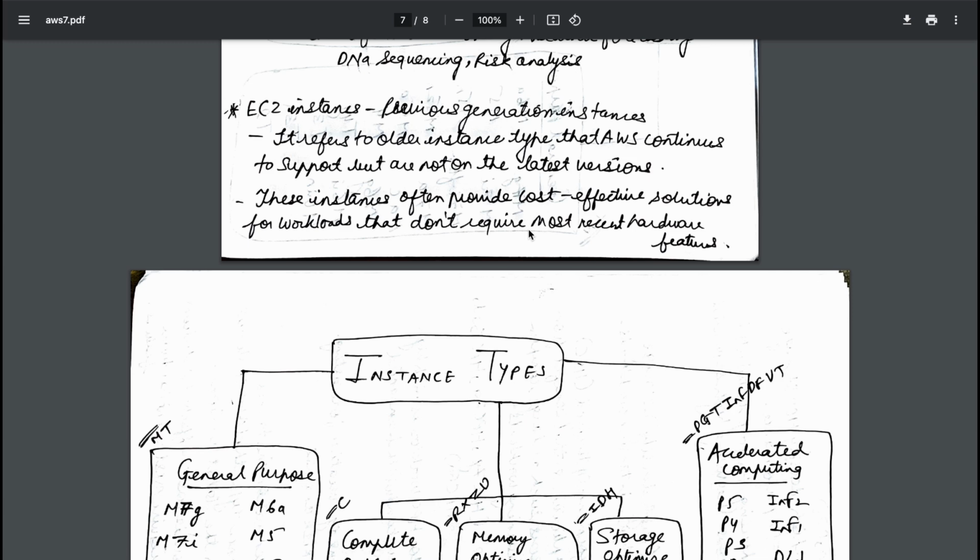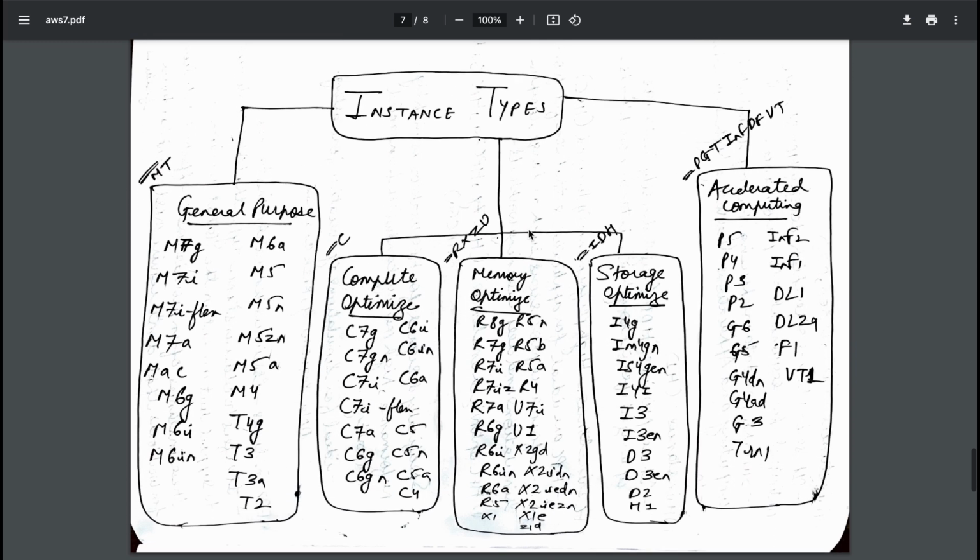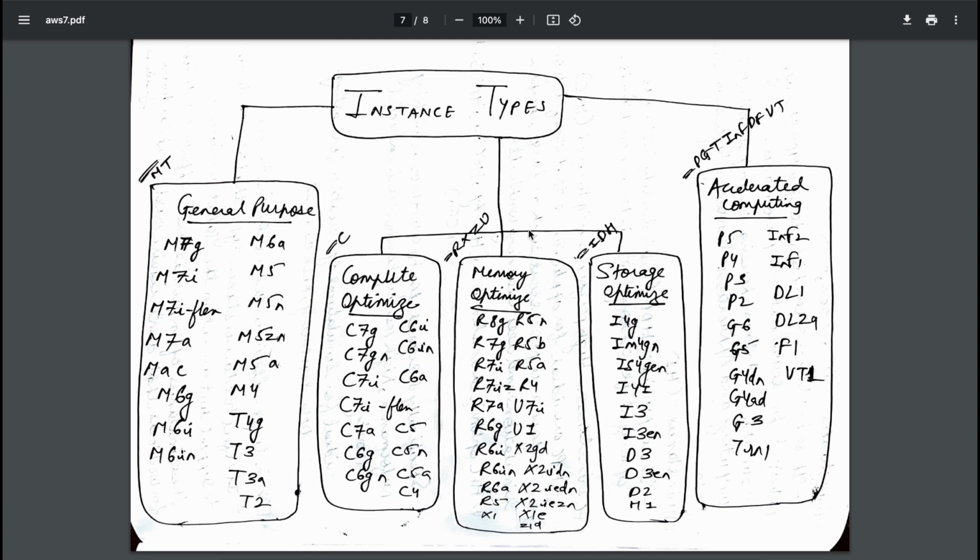Now there is one mind map which I have created, based on the instance type and the series. For example, in general purpose, we have M and T series. For compute optimized, we have C series. For memory optimized, we have R, X, Z, U series. In storage optimized, we have I, D, H series. And in accelerated computing, we have P, G, I, Inf, D, DL, F, VT.